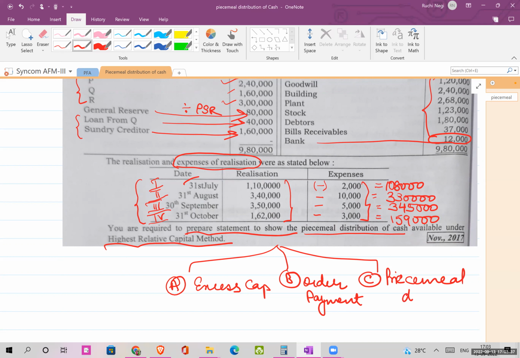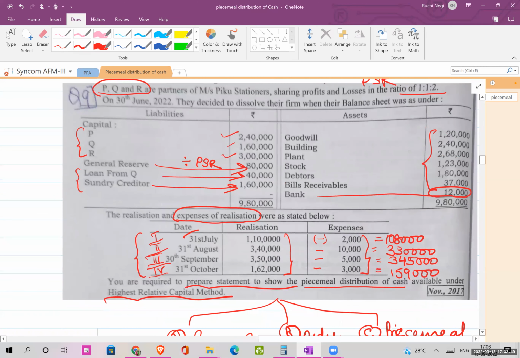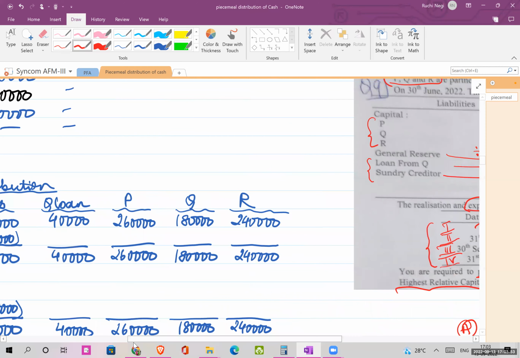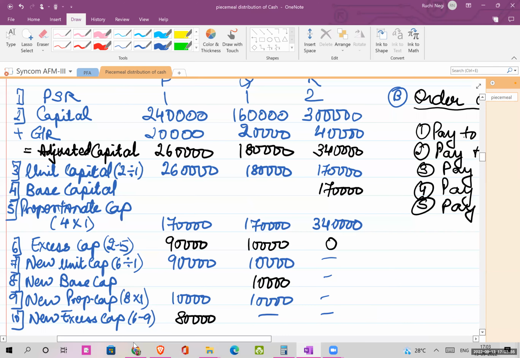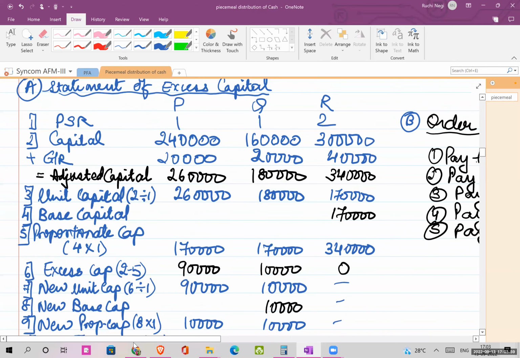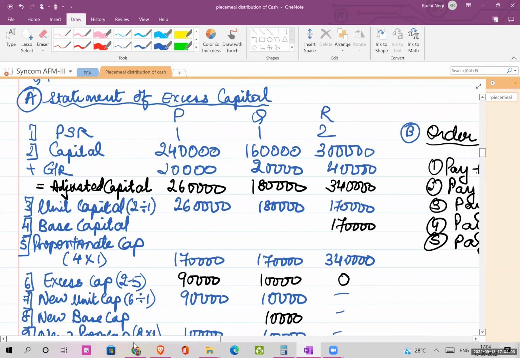Okay, so let's start with it. So it has to be divided into 3 parts. Let's move on to the first one, that is excess capital. Okay, fine. Let's start. So moving on to the first part. So this is the statement of excess capital. I will just show it to you how it is prepared. Okay, just a minute.